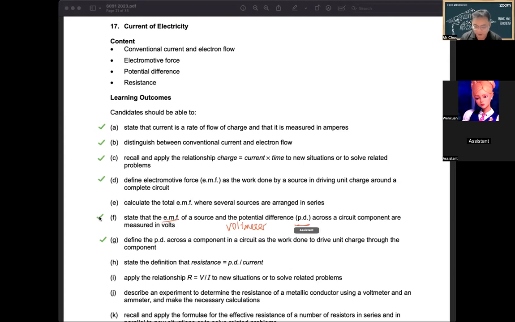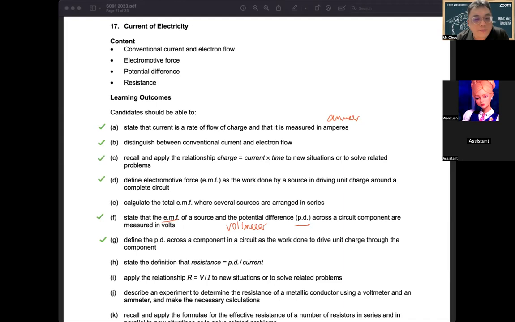Whereas for current, you use an ammeter, or a galvanometer. Have you heard of that? An ammeter gives you a value. A galvanometer just shows you that there is current going through. It doesn't give you a value. Is that clear?